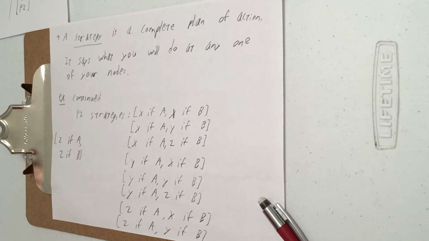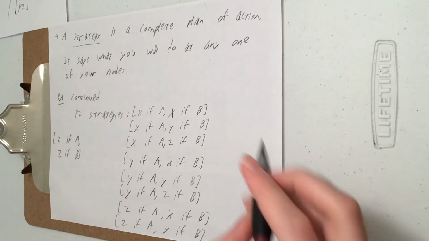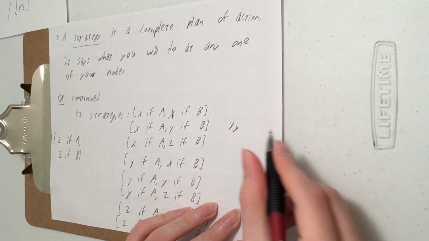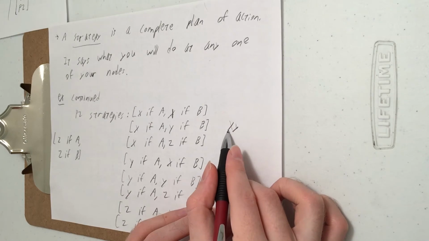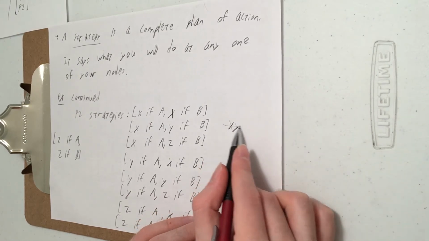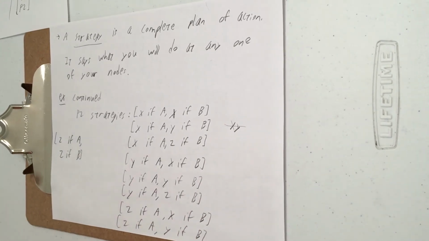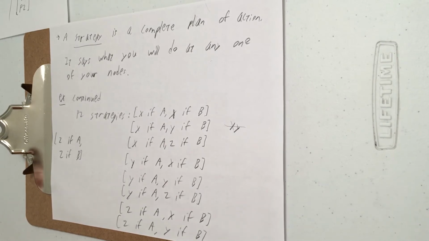For notation, just make sure it's clear how you write out the strategies. If you've written, say, XY for this one, which I don't recommend, that's not clear, because I'm not sure is that X if A or is that X if B? Is that Y if A or is that Y if B? So don't do that. It's not clear. This is clear, unambiguous, so that'd be the right way to show the strategies. All right, that's player 2's strategies. Let's move on and look at player 1's strategies.